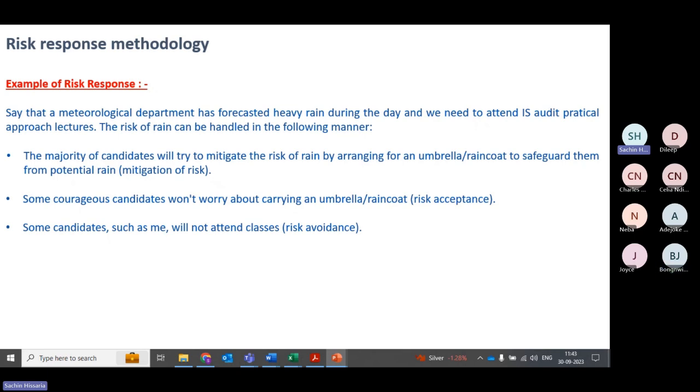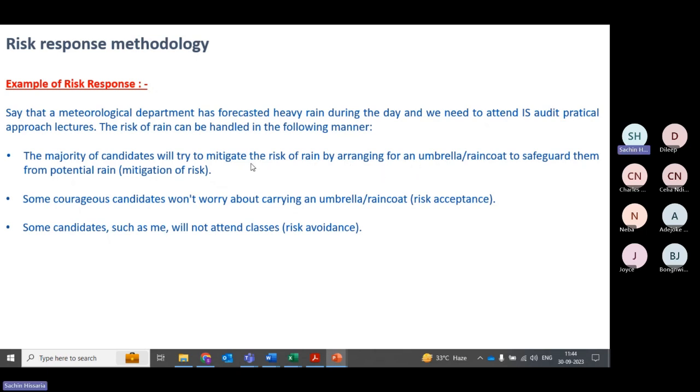Now here, what is the risk? The risk here is the risk of rain, since the meteorological department has forecasted heavy rain. So for you, rain is a risk. How can you handle the risk of rain? There are multiple methods through which you can handle this risk. First, the majority of candidates will arrange an umbrella or raincoat to safeguard themselves from potential rain. This is risk mitigation or risk reduction, because you have implemented some level of control to mitigate the risk.